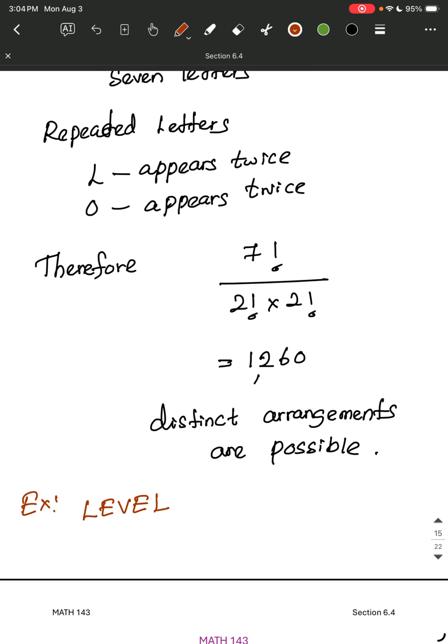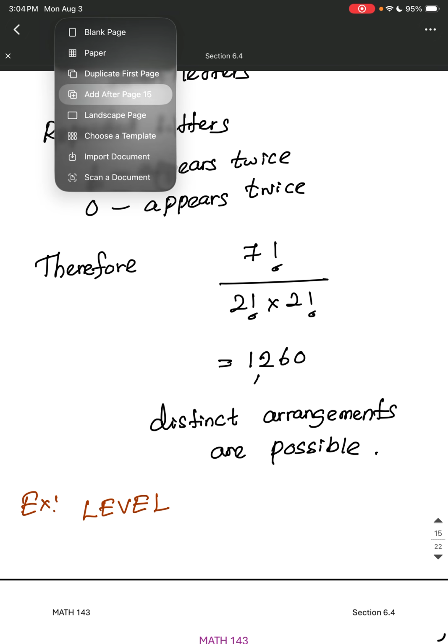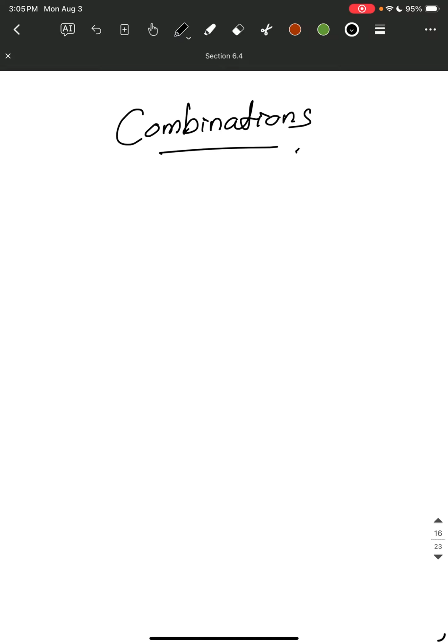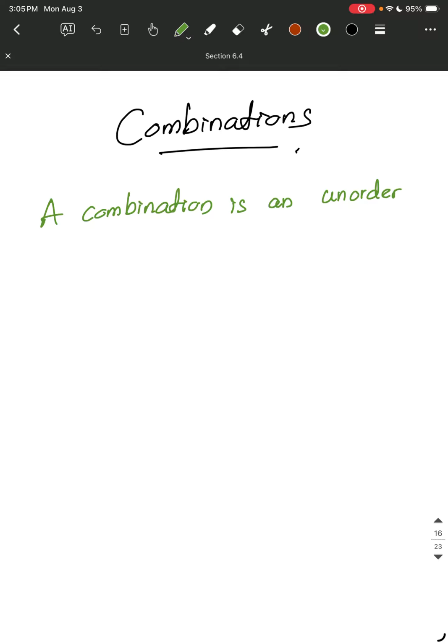Okay, now let's discuss the combinations then. So again, permutations, order matters; combinations, order does not matter. Combinations. A combination is an unordered selection. Simply, we can say a combination is an unordered selection.